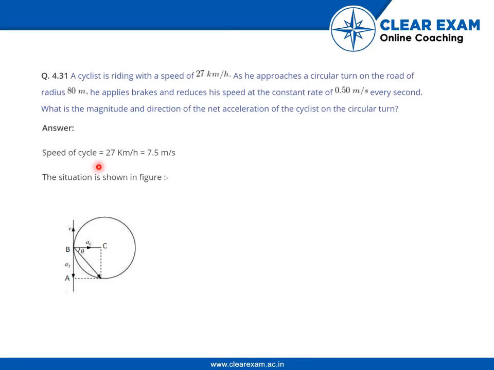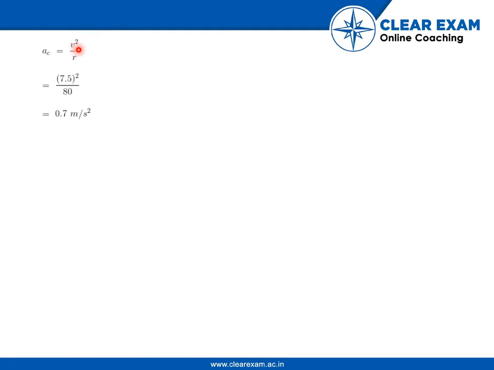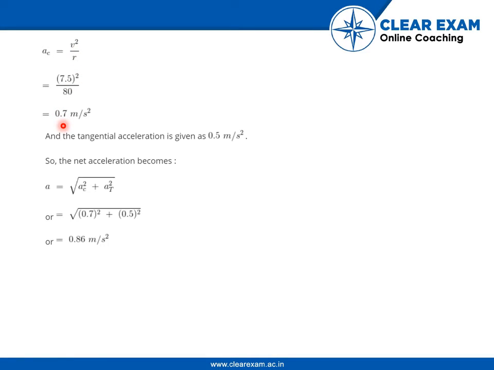Speed of the cycle is 27 km per hour. When converted to meter per second, it is coming out to be 7.5. The situation is shown in the figure like this. So the centripetal acceleration is given by v squared by r, and if we put the value of v and r here, we find it to be 0.7 meter per second square, and the tangential acceleration is given as 0.5 meter per second square.